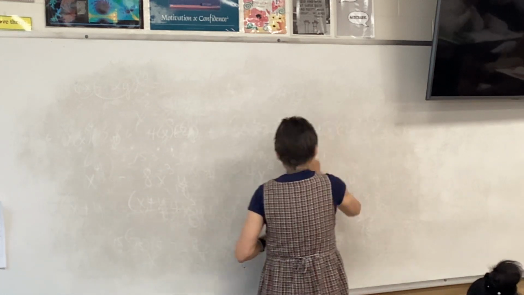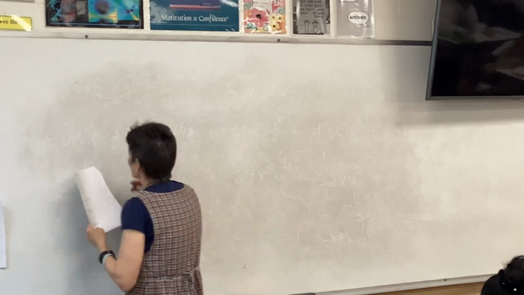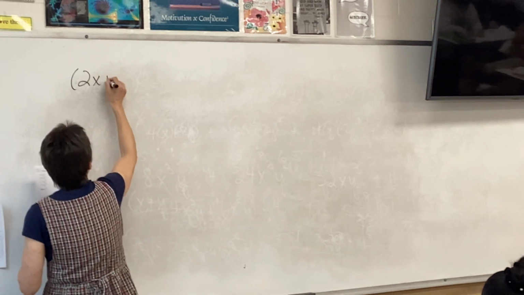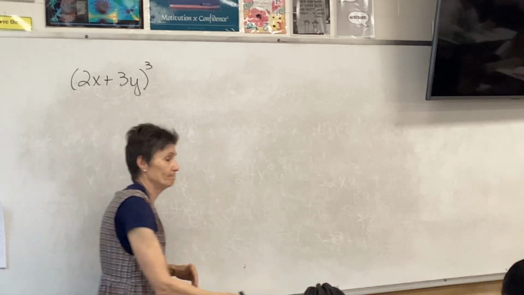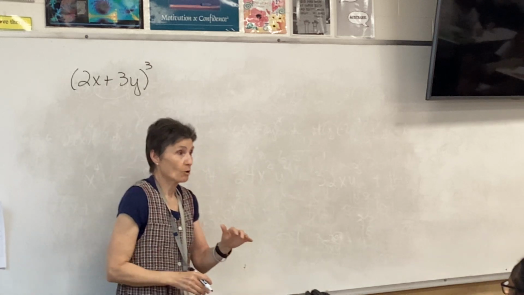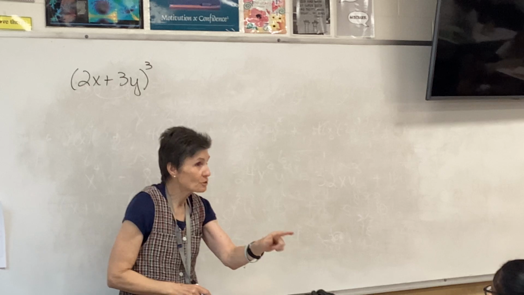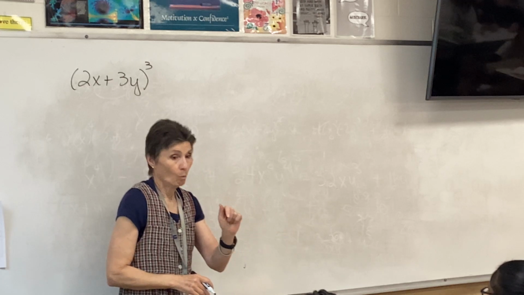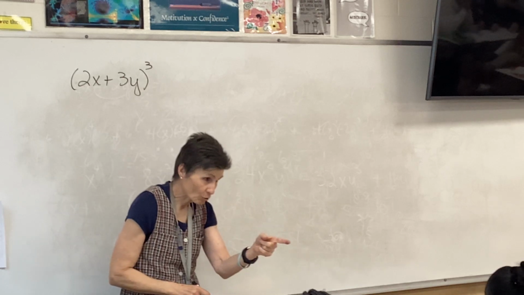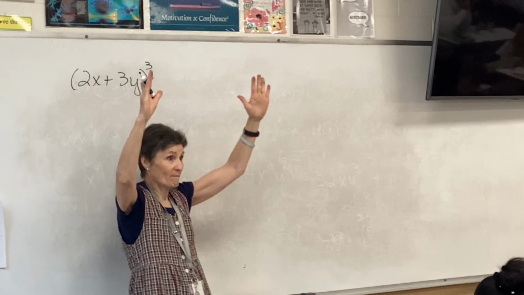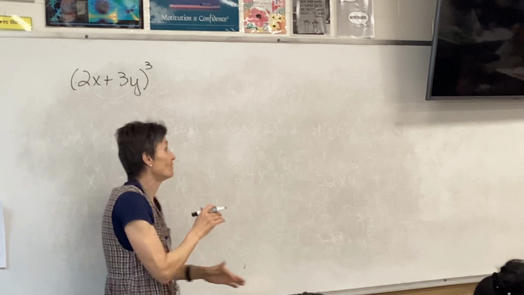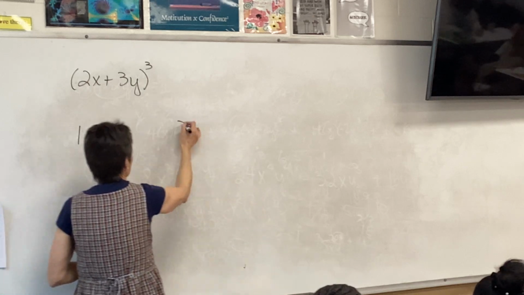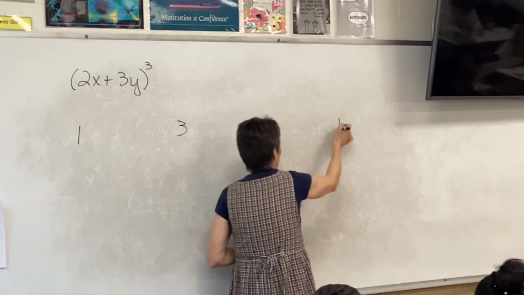2x plus 3y to the third. All right, so what do I start with? I start with the foundation, and it's not 1, 2, 1, it's 1, 3, 3, 1. I gotta go to the third row. So 1, 1 is my first row. Then I have the 1, 2, 1 row, and then I have the row I need, which is 1, 3, 3, 1.